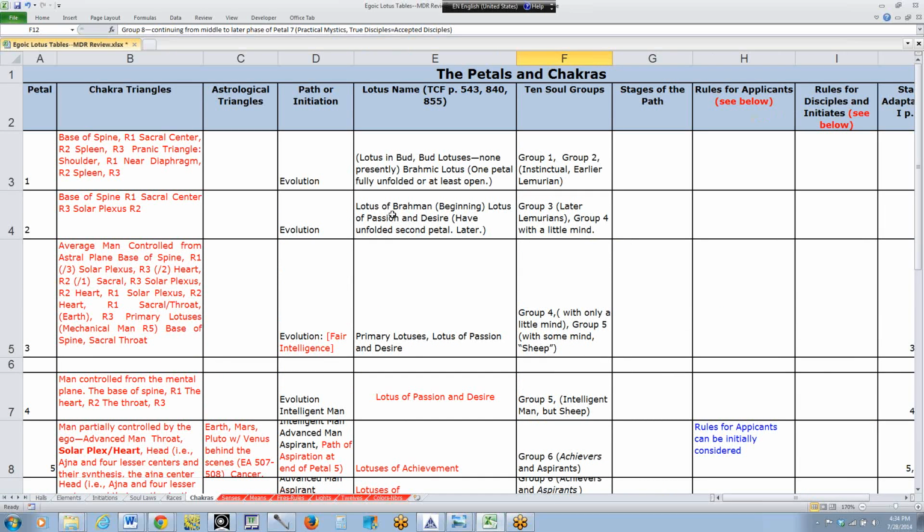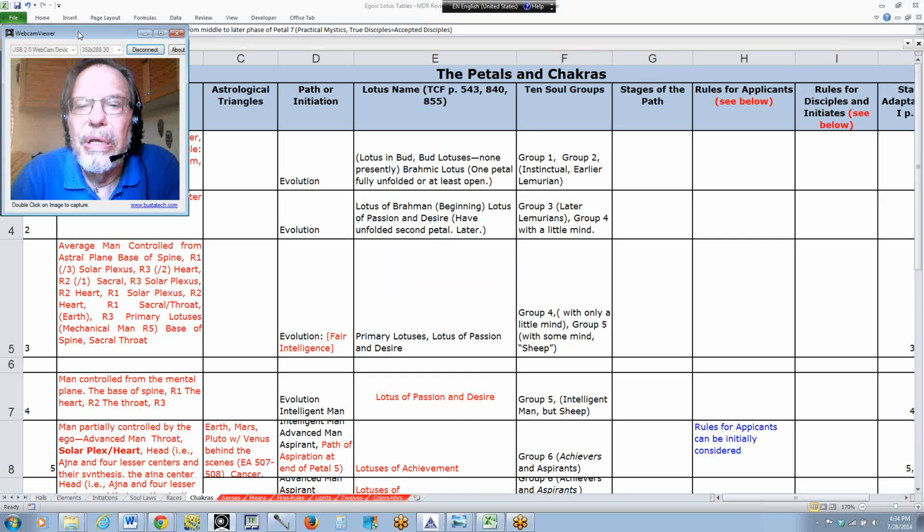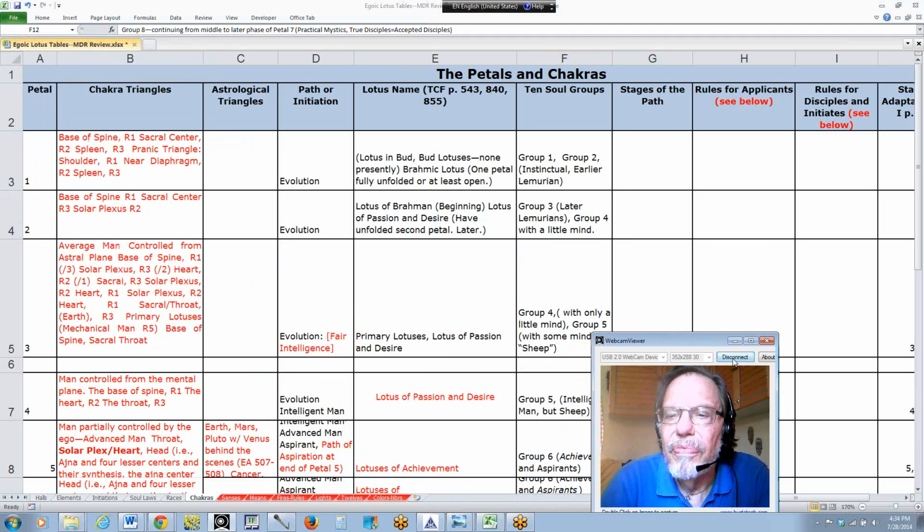There are in these charts some duplications I see, and some columns seem to repeat themselves, hopefully with similar information. The chakric triangle for the first petal: base of the spine, of course, sacral center, spleen. The base of the spine, simply for survival, sacral for procreation, spleen for vitality. And notice what we've tried to do here.